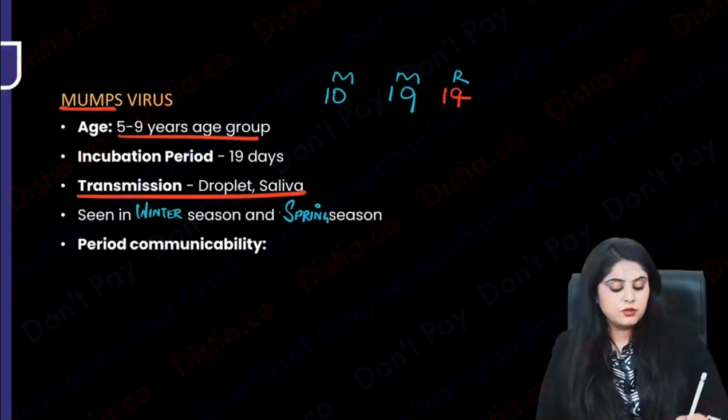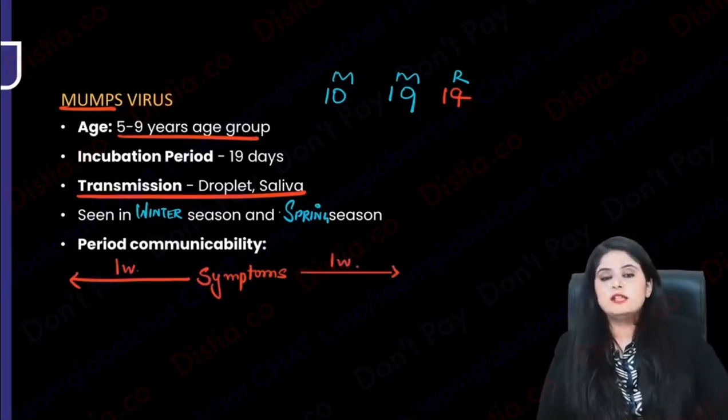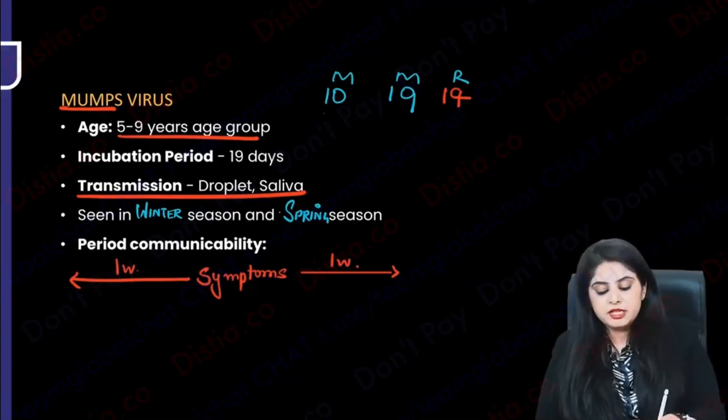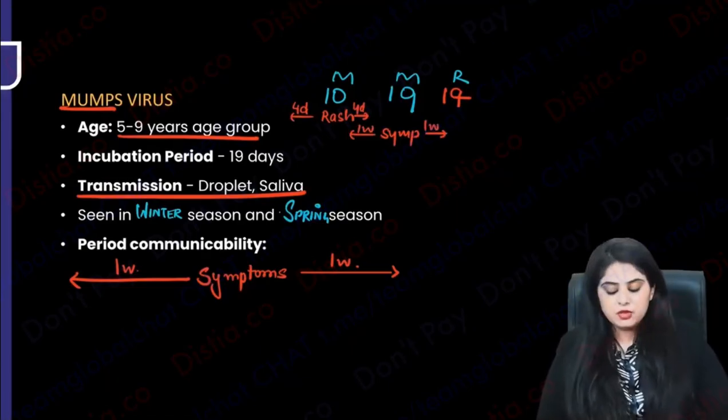What is the period of communicability? Whatever symptoms the child is having, remember from 1 week before the symptoms to 1 week after the symptoms, there is a period of communicability. What was it in measles? In measles it was from the rash, 4 days before to 4 days after. What is it in mumps? Whatever symptoms I'm going to tell you, 1 week before to 1 week after. That is the period of communicability.